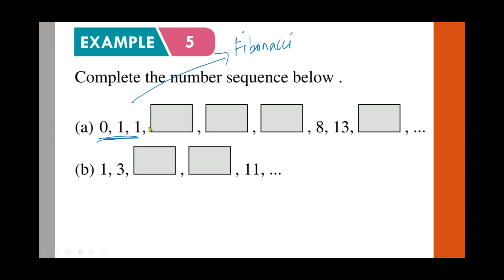Okay, so after number 1, what is the next number here? 2. After that? 3. Continue? 5. Very good. So we get 13. The next one? 21. Finish filling in already. Now we look at this number here. This number 1, number 3, and then suddenly it moved to 11. If you think of the difference, you add 2. If I add 2 again, it becomes 5. 5 plus 2 becomes 7. 7 plus 2, that's not 11.